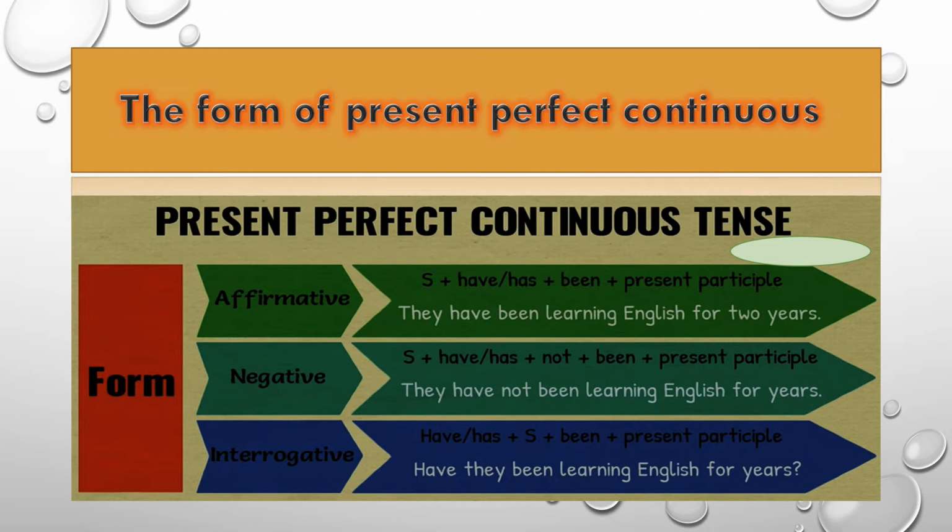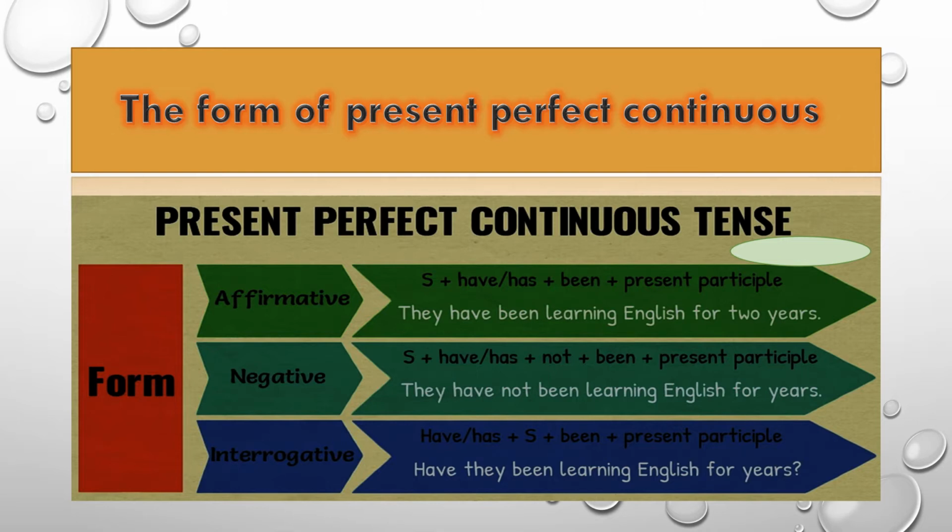For example, when we say they have been learning English for 2 years, they is the subject. Because the subject is plural, we use have plus been plus the ing form of the verb or present participle form of the verb, and here we have English for 2 years.